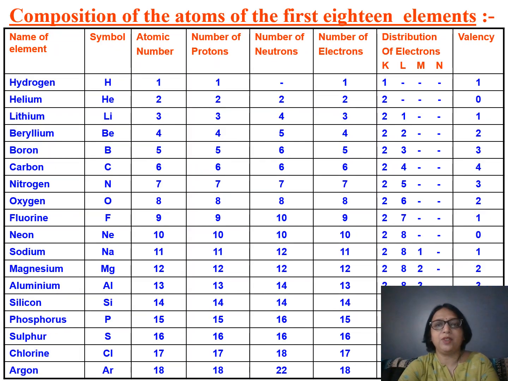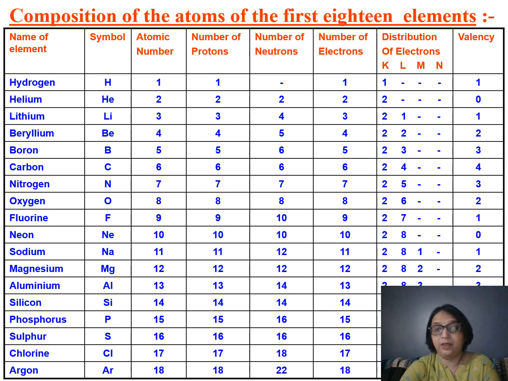Composition of the atoms of the first 18 elements you can see, and what the atomic number is and what the mass number is, you will study in this chapter. And here you can see hydrogen, helium, lithium, beryllium, boron, carbon, nitrogen, oxygen, fluorine, neon, sodium, magnesium, aluminium, silicon, phosphorus, sulfur, chlorine, argon, etc.